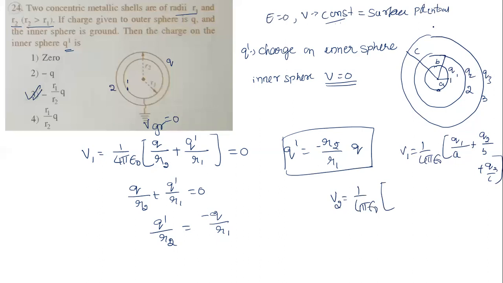Then the potential of the inner sphere and the outer sphere we need to simplify. Questions like these will come. I'll discuss one question related to this in a later class, how V2 and V3 are found. We'll do that later when we see the numerical.